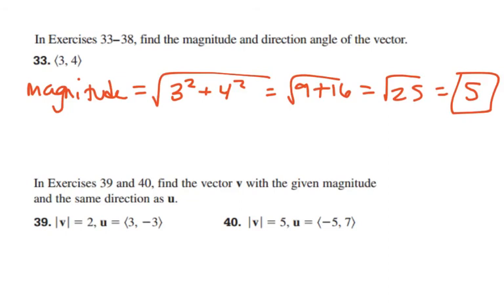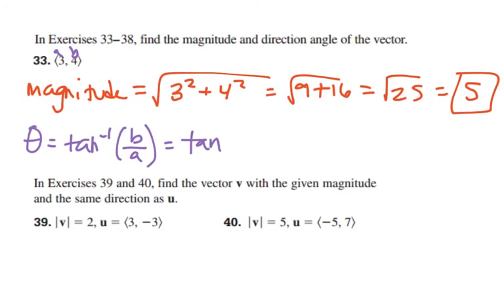And then the direction angle is going to be that theta, and it comes from tangent inverse of the B piece, which is the vertical movement, and then the A piece, which is the horizontal movement. So we do tangent of 4 over 3. Oh, sorry, inverse tangent. Which hopefully reminds you of, again, just kind of setting up a right triangle and then finding the angle that we're looking for. And so we get 53.13.